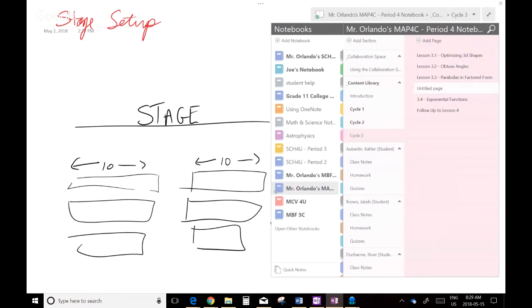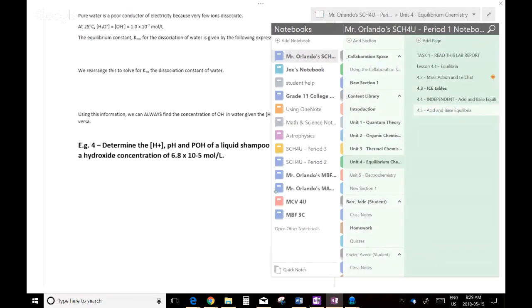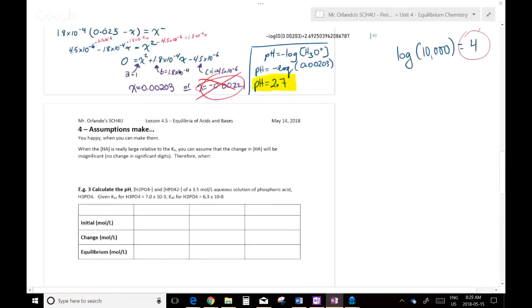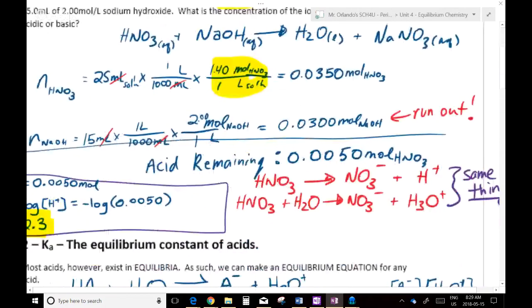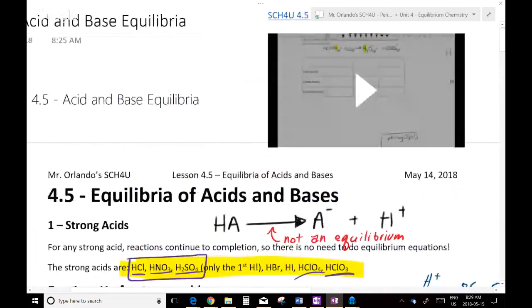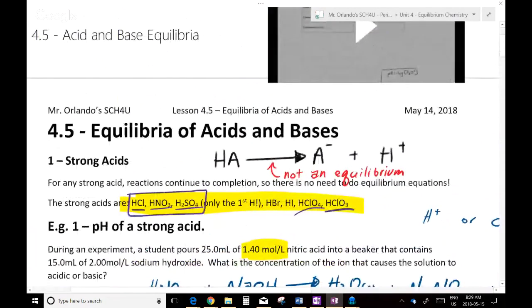Anyway, what do we call an acid that is not in an equilibrium state, but just dissolves completely and becomes completely ionized? A strong acid? Good. So in the case of a strong acid, we start with.